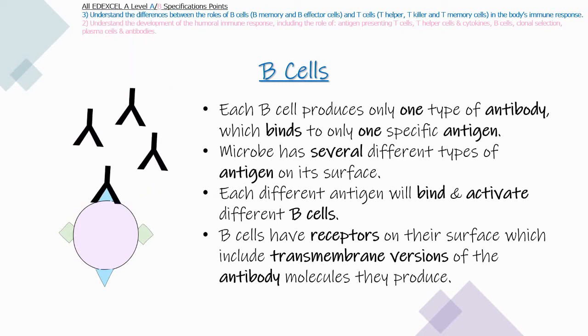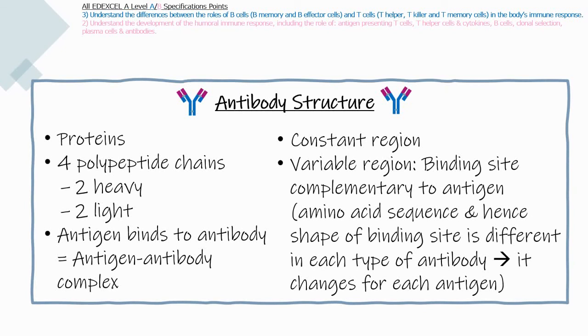So the structure of antibodies. Antibodies, as we know, are proteins, and they have 4 polypeptide chains. 2 of these chains are heavy and 2 of them are light. When an antigen binds to an antibody, it forms what is known as an antigen-antibody complex. Antibodies also have a constant region, which remains the same, and a variable region, which has a binding site complementary to a specific antigen. So therefore, the amino acid sequence and the shape of the binding site is going to change and differ for each type of antibody. So essentially, it changes for each specific antigen.